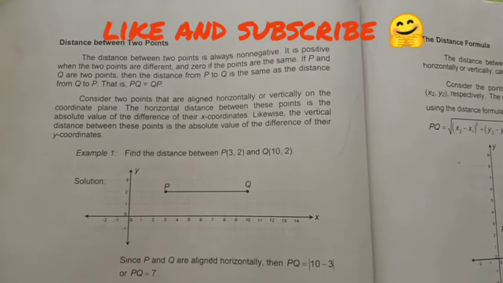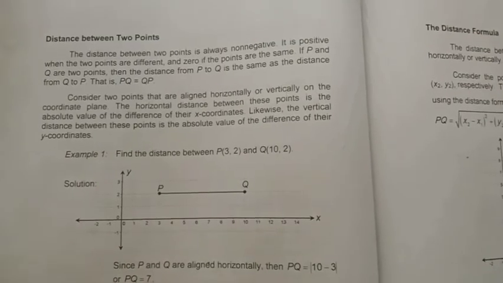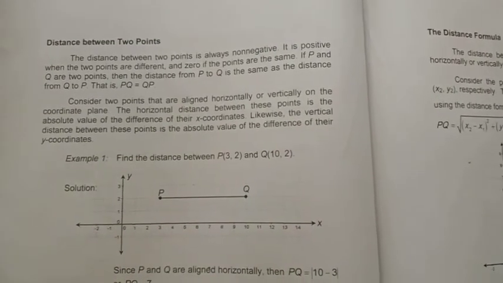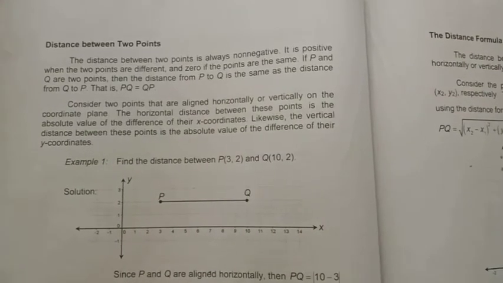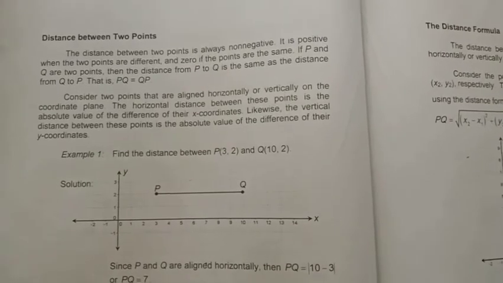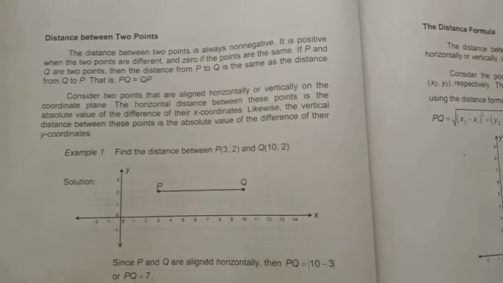Consider 2 points that are aligned horizontally or vertically on the coordinate plane. The horizontal distance between these points is the absolute value of the difference of their x coordinates. Likewise, the vertical distance between these points is the absolute value of the difference of their y coordinates.